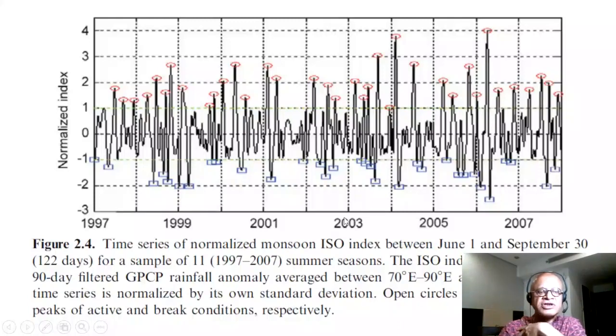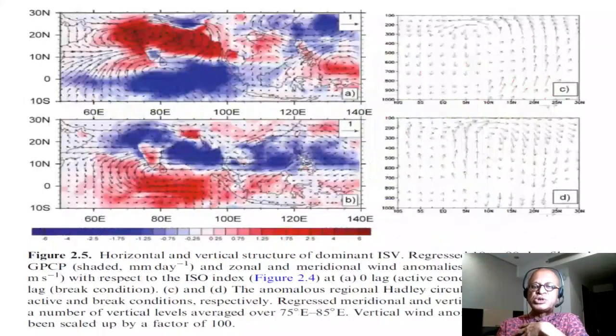Open circles and squares indicate peaks of active and break conditions. So when the normalized index is positive, that's the active period, and when it's negative, that's the break period. As we said, during the active period there is rainfall over the core monsoon zone, and you can see clearly there is interannual variability, and as we saw before, there is multi-decadal variability in the monsoon, which also amounts to multi-decadal variability not only in the extremes but also in the intraseasonal oscillations.